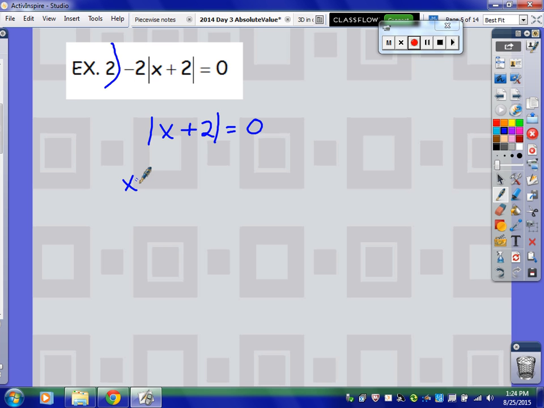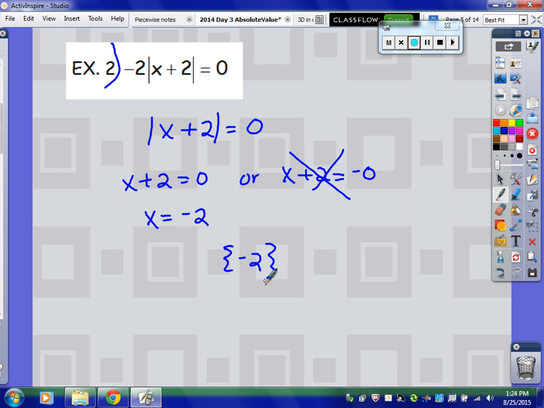So you've got x plus 2 equals 0, or x plus 2 equals negative 0, which doesn't make any sense, right? So here again, we're ending up with one equation. So here my answer is x is equal to negative 2. And we saw from the graph that this particular graph only touched the x-axis in one spot. That's because it was set equal to 0. So my only solution here is negative 2.